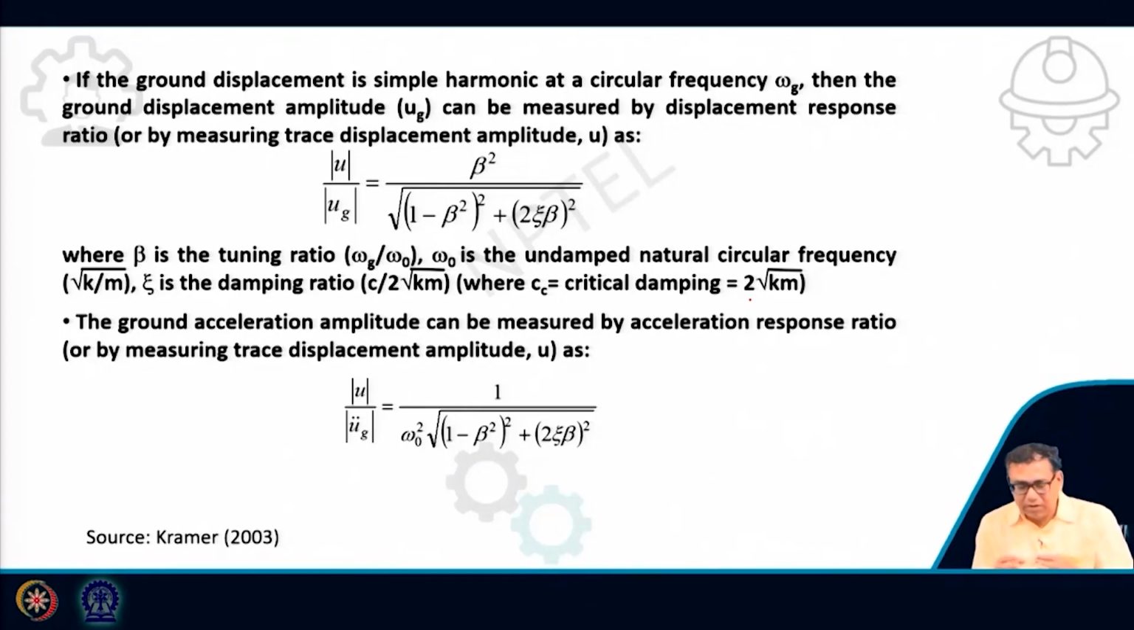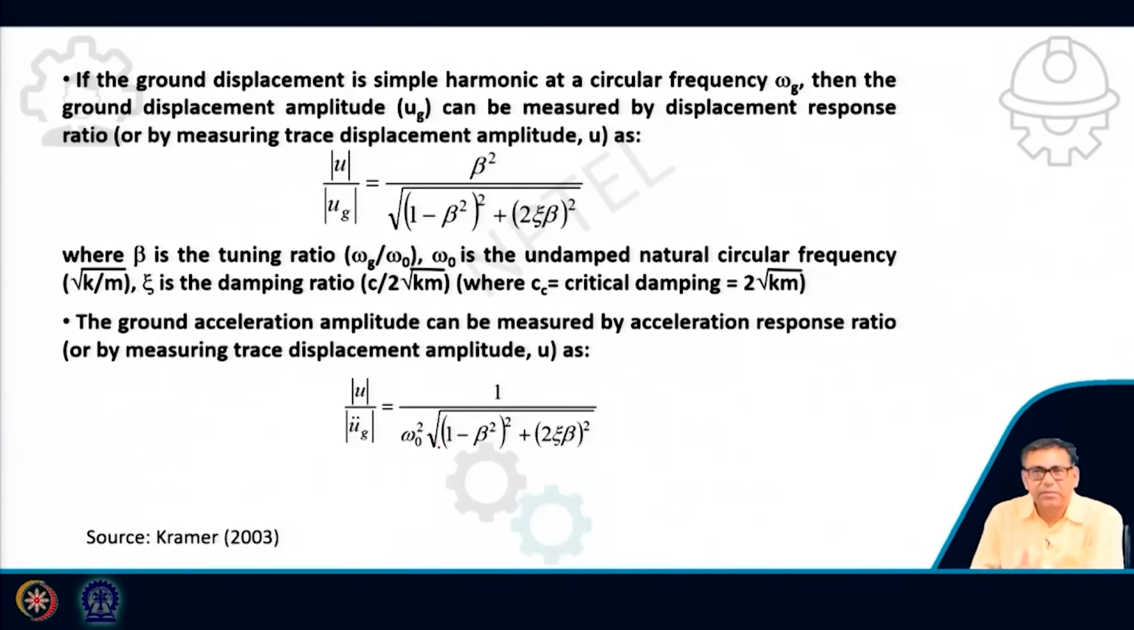So if we know all these things, and if we can measure the trace displacement or the relative displacement between the seismograph and the ground, then by using this expression, I can determine what is the displacement of ground, UG. Similarly, by using the second expression, the acceleration response ratio, and again if I measure the trace displacement amplitude, then I can determine the ground acceleration also.